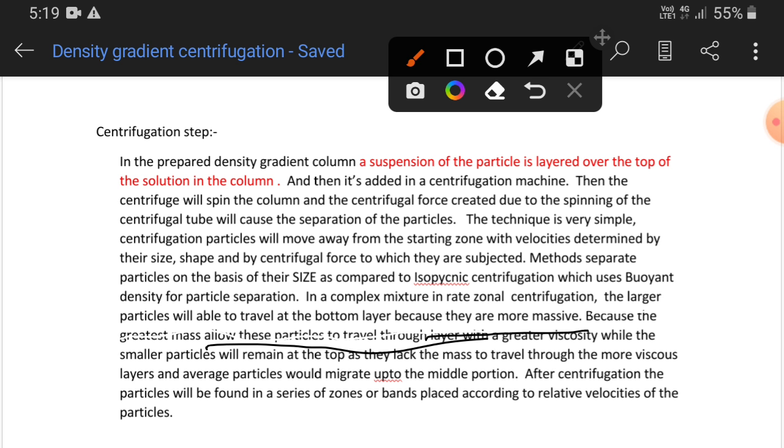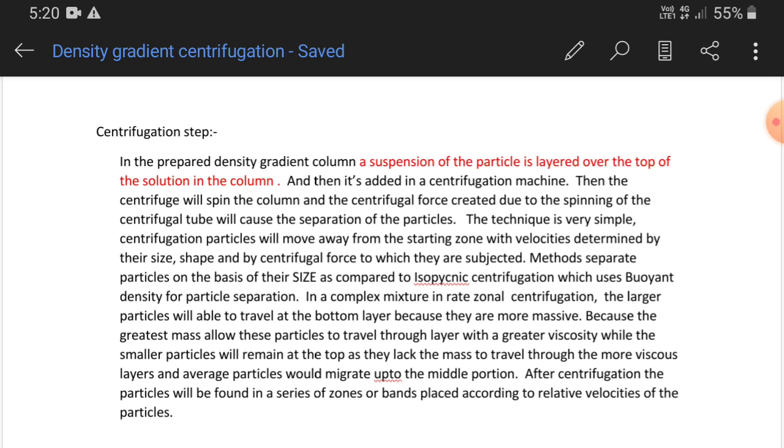Viscous layer is obviously the density, right? An average particle would migrate up to the middle portion. So after the centrifugation, the particles will be found in a series of zones or bands placed according to the relative velocities of the particles, okay. So after separation, you will again get 3 or 4 bands, each band containing different types of particles depending on their similarities in density and most importantly size.